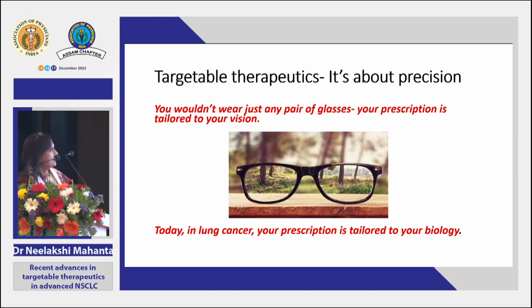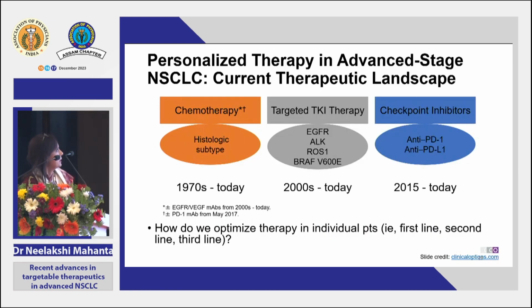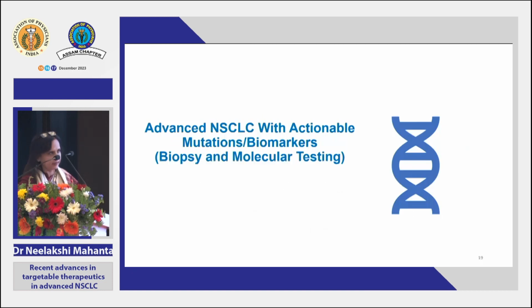So basically, it's about precision. You would not wear just any pair of glasses. Your prescription is tailored to your vision. Each of us has a different pair of glasses. So today, in lung cancer, our prescription is tailored to the biology of the disease. So this is how, again, chemo, targeted therapy versus immunotherapy evolved from the 1970s to 2015 and onwards. This is where we stand today.